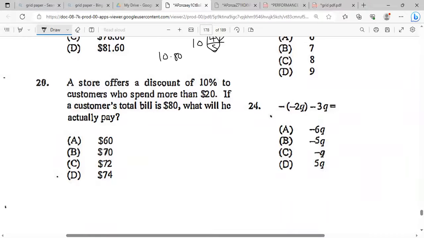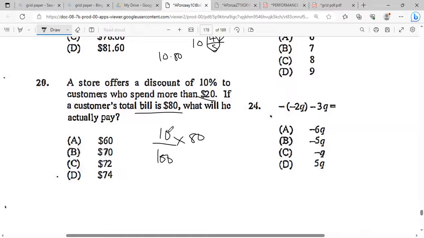A store offers a discount of 10% to customers who spend more than $20. If a customer's bill is $80, what will he actually pay? So because it's greater than 20, we just find 10%, all right? So find 10% of 80, and then we're good.